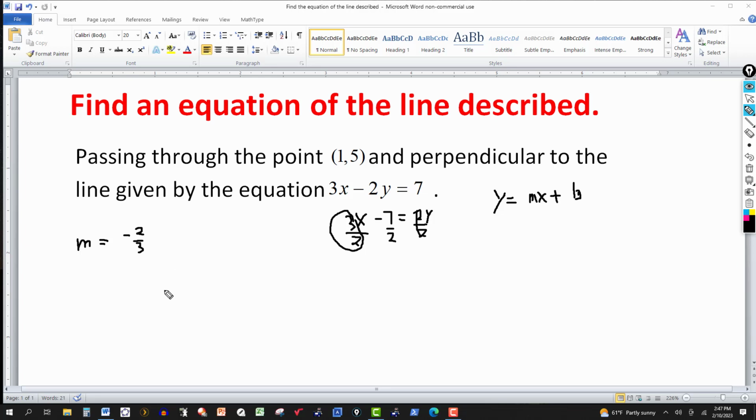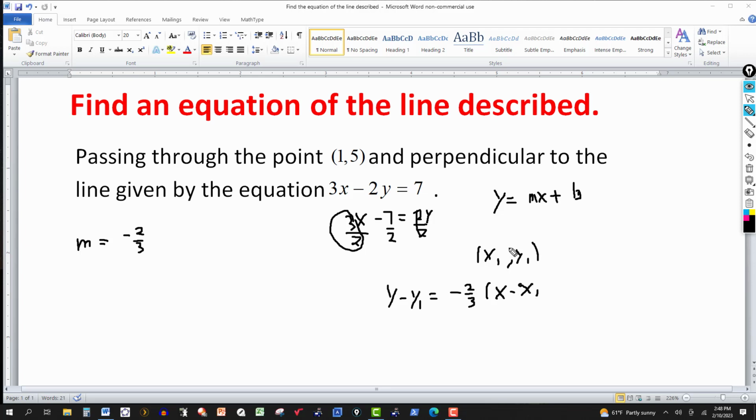So now I have the information I need, and I'm going to use the point-slope form of a line. If a line passes through the point (x1, y1), the equation is given by y minus y1 equals m times (x minus x1), where m is whatever the slope is. In my case, the slope is going to be negative 2/3, because I want the equation of the perpendicular line.